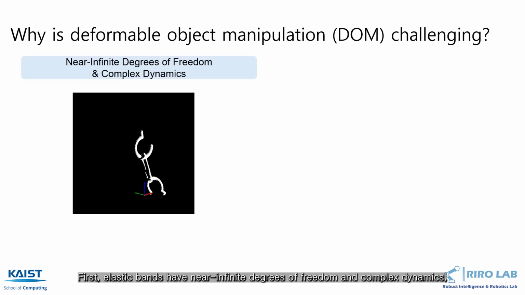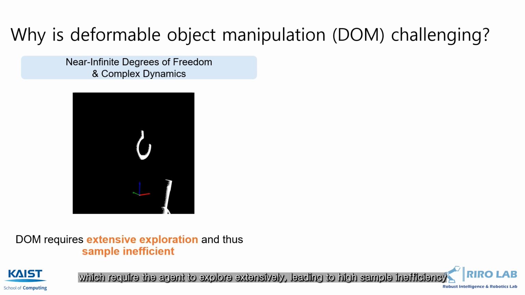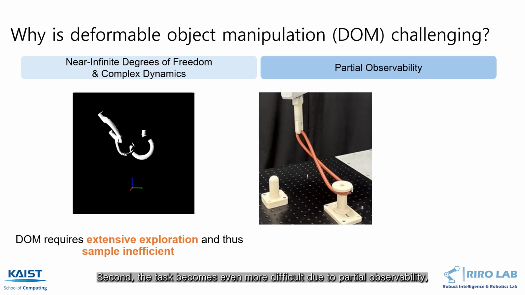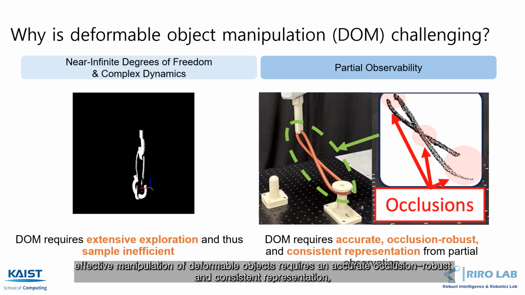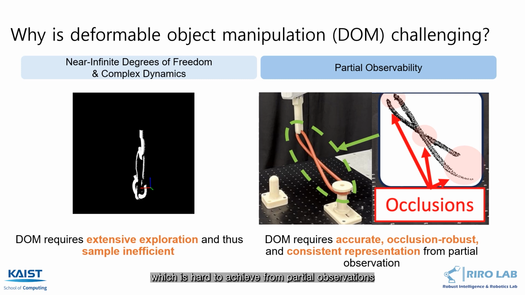First, elastic bands have near-infinite degrees of freedom and complex dynamics, which require the agent to explore extensively, leading to high sample inefficiency. Second, the task becomes even more difficult due to partial observability. Effective manipulation of deformable objects requires an accurate, occlusion-robust, and consistent representation, which is hard to achieve from partial observations.